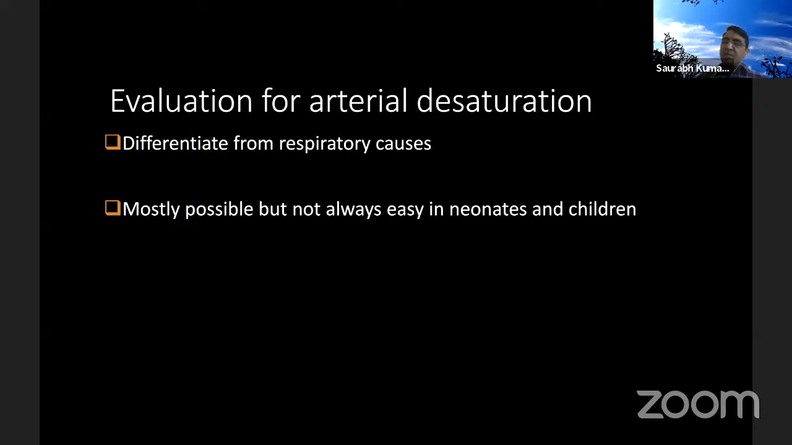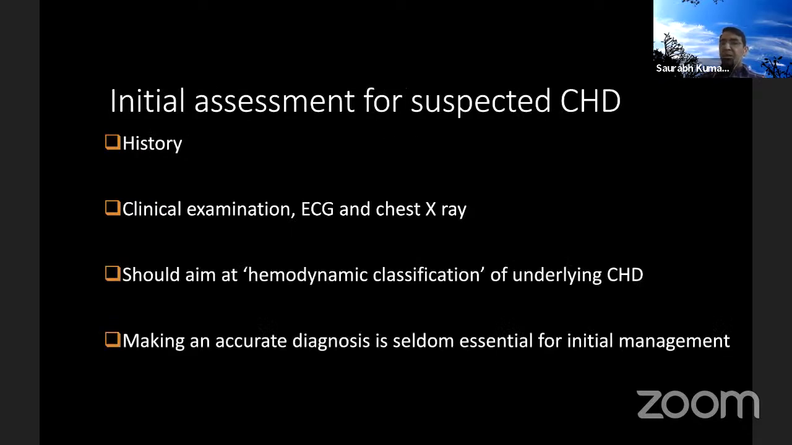Now, when we see a patient with suspected arterial desaturation, we must differentiate it from respiratory causes, and most of the time it is possible, although it may be difficult in neonates and children. Initial assessment should include history, clinical examination, ECG and chest X-ray, and the aim of this evaluation should be hemodynamic classification. On most occasions, it's not possible to identify the exact cardiac lesion. However, there will be some clues, which I'll be discussing later, which can tell us which is the more likely diagnosis in a given case.